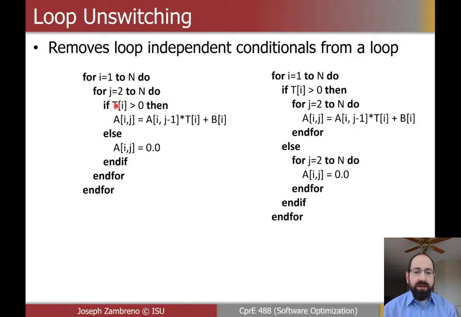In this example, because we've been able to move t of I outside of the loop, we're effectively replacing that inner loop body with two copies of the inner loop. One is for the case where the condition was true, and we took the if side, and the other version of the loop is for when the case was the else, when t of I was less than or equal to 0, and we would do just the initialization to 0 here.